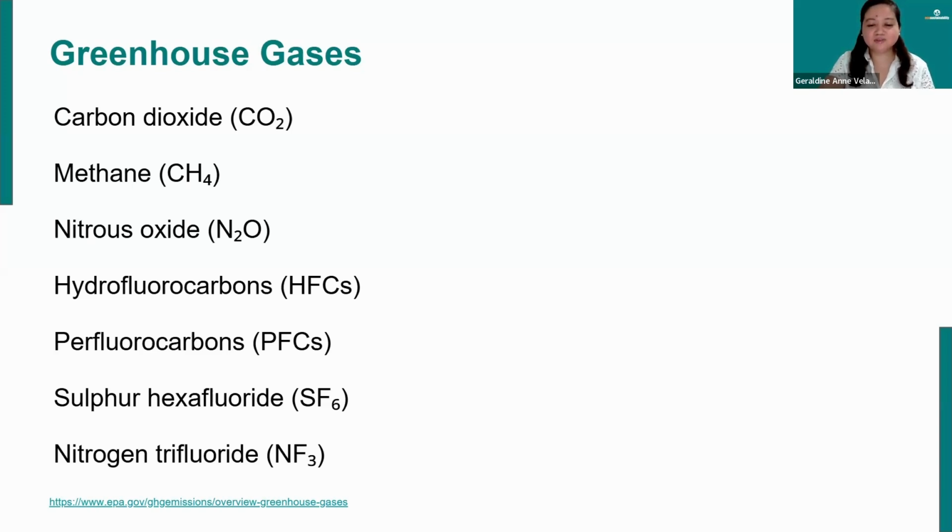Synthetic gases used in refrigeration, air conditioning, and foam blowing, so we all use this. Why they matter? Some hydrofluorocarbons trap heat thousands of times more effectively than carbon dioxide, making leaks especially harmful.